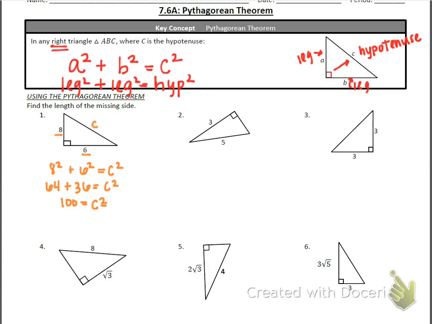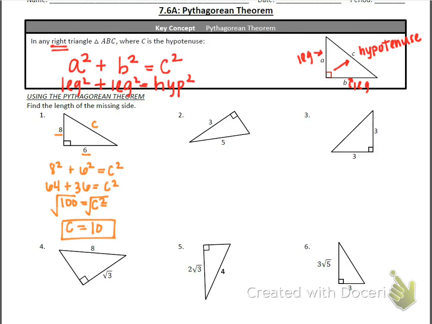Okay, so you guys know how if we're adding, to undo it we do subtraction. If we're multiplying, to undo it we do division. If we are squaring something, to undo it we square root it. Guys, what is the square root of 100? 10. So C is equal to 10. Not too bad? What do you guys think?